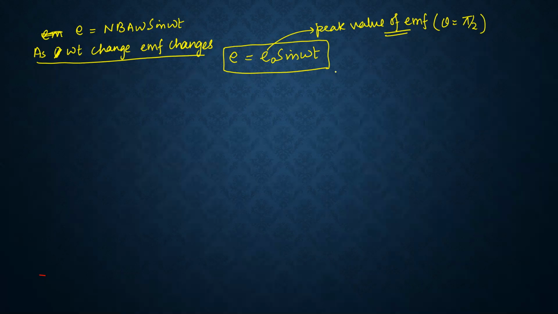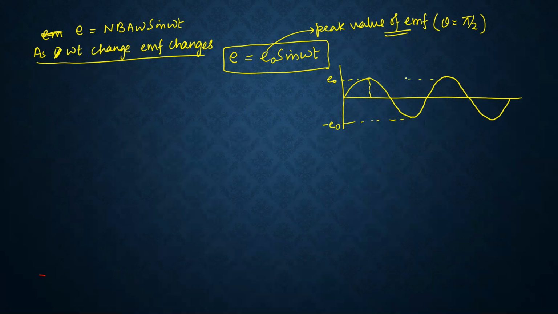And we have seen its graph also, and the graph is sinusoidal. We know that it will acquire a peak value in both the negative and positive direction. And we can see that at each particular time the value of EMF is changing continuously, and it is also reversing in the opposite direction.